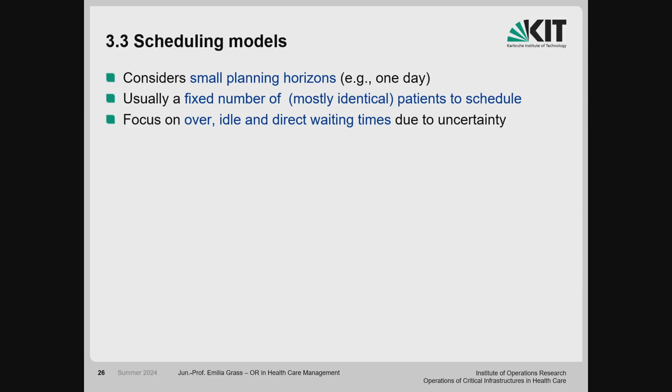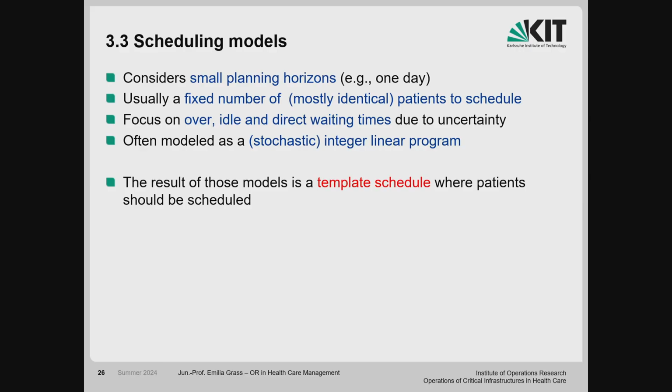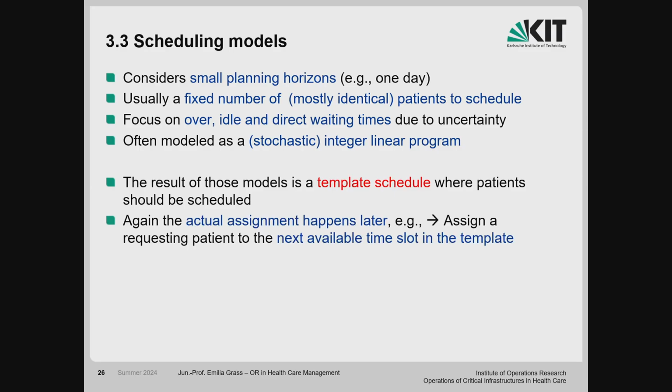This is because we have, of course, a high level of uncertainty we have to face. And due to this uncertainty, it is often modeled as a stochastic integer linear program. So we have some kind of template schedule. We know 3 patients are coming from 10 to 11, 3 patients coming from 11 to 12. But the actual assignment of a particular patient, Peter, to the 10 o'clock slot is also done later. So for instance, for surgeries, the actual assignment happens later.